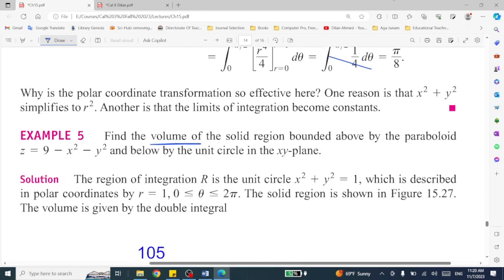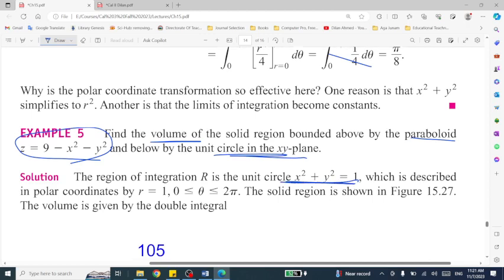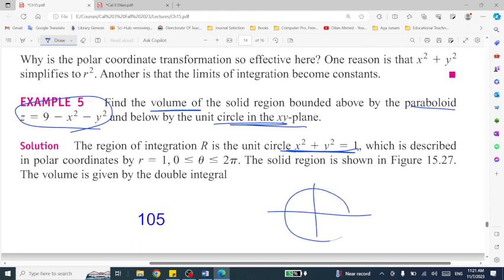Find the volume. So it means that we have f of z, bounded above by the paraboloid, and below by the unit circle. So the boundary is the unit circle. If I change that to polar, how do I change it? I say 9 minus x squared minus y squared.